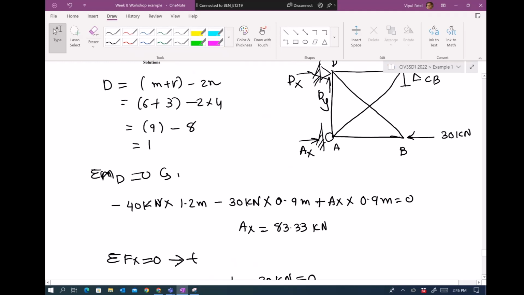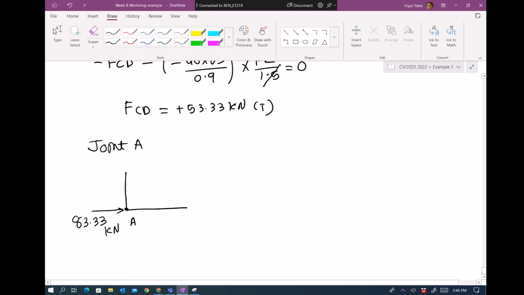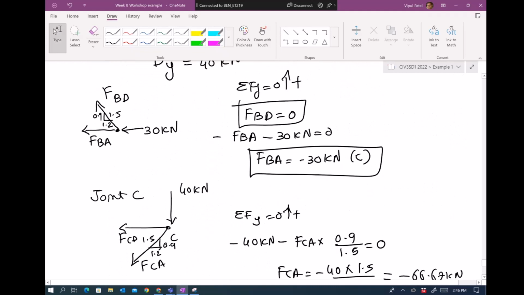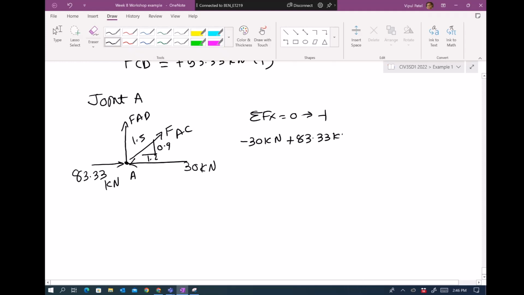Sorry, 83.33. What is happening? So joint A was 30 in. Yes, 30 from that's right. From here, 30 in. From here, 30. And FAD and FAC. 0.9, 1.2, 1.5. Minus 30 plus 83.33 plus FAC times by 1.2 over 1.5.